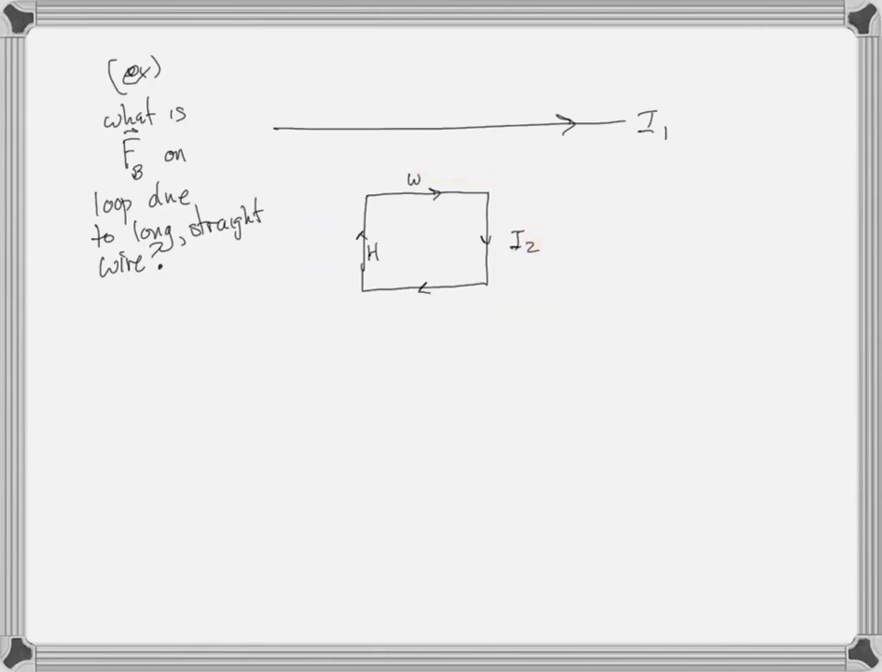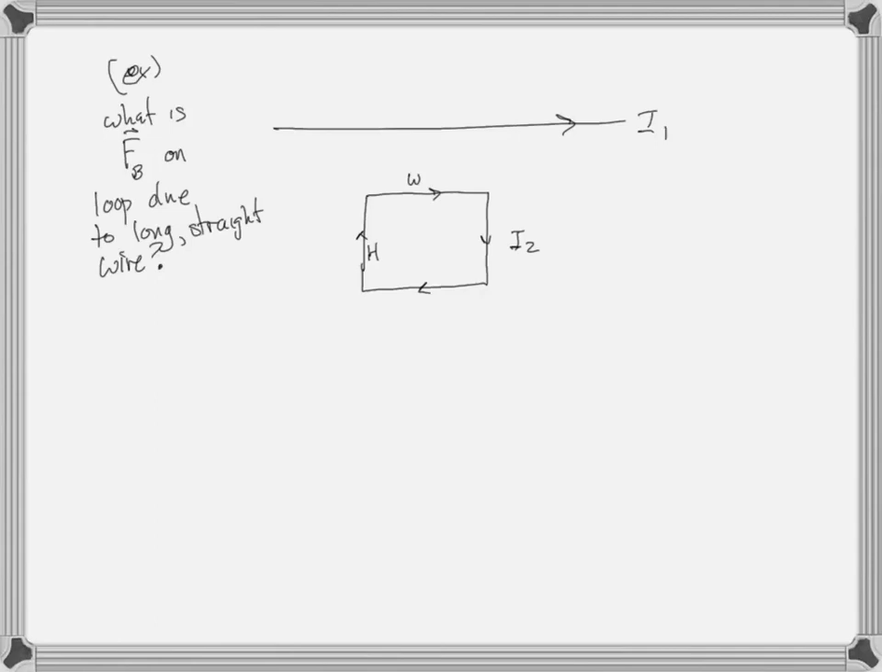Okay, do this problem. What is the magnetic force on the loop due to the long straight wire? We could give numbers, but it's just a plug-in in the end. So what is given is I1, I2, W, and H. And we want to find the magnetic force on the loop. And in this case, it is the magnetic force, not the magnetic force per unit length.